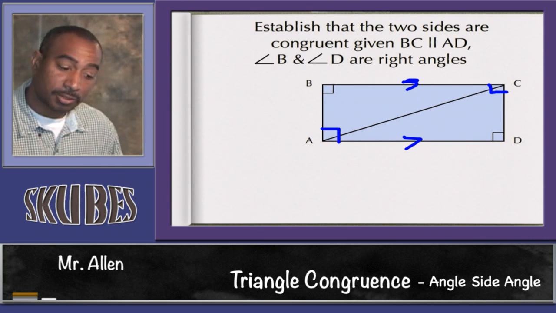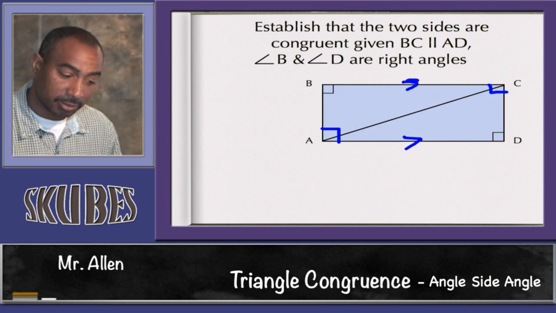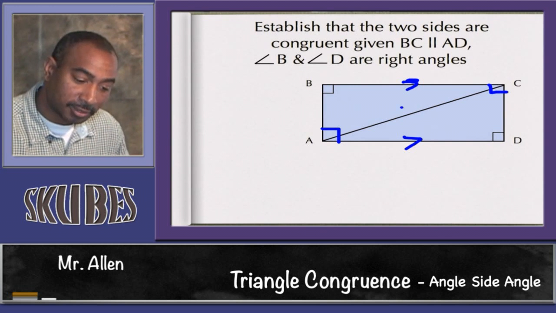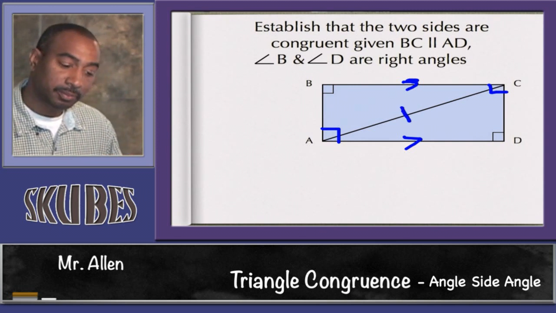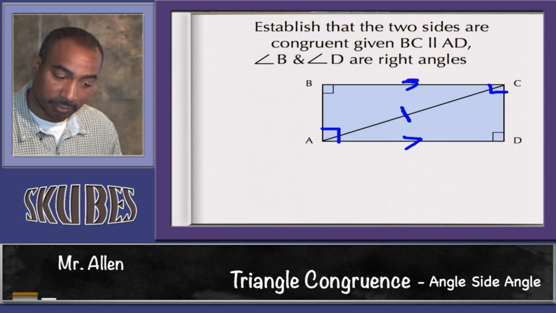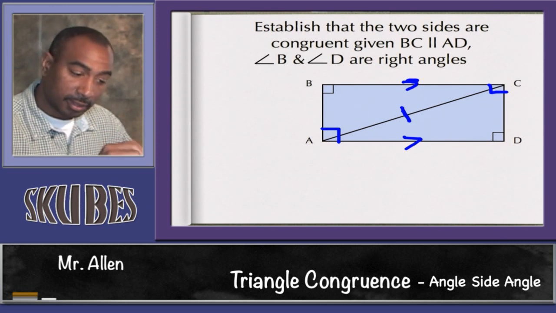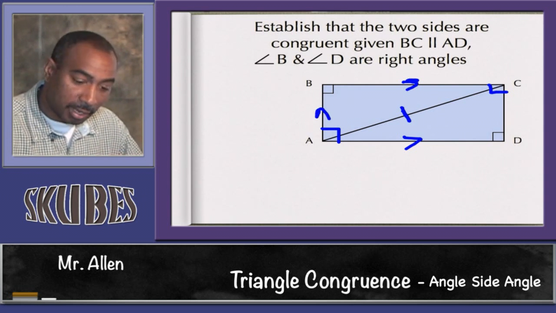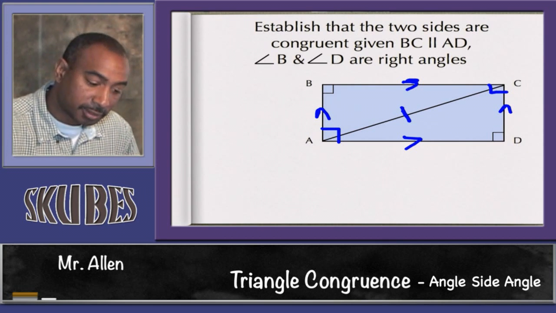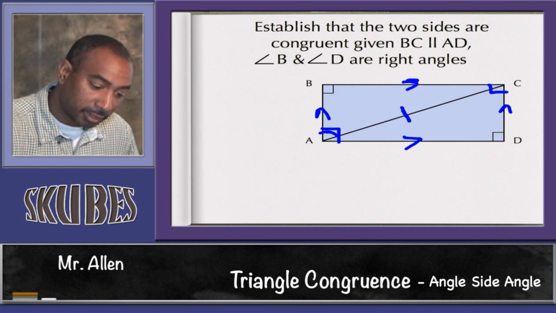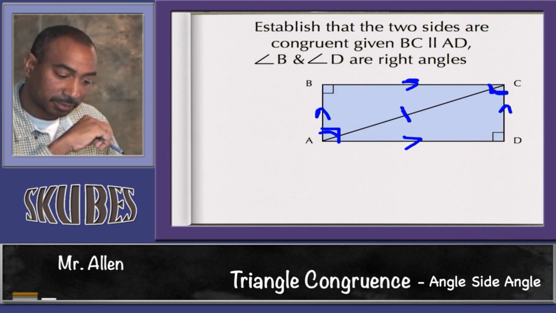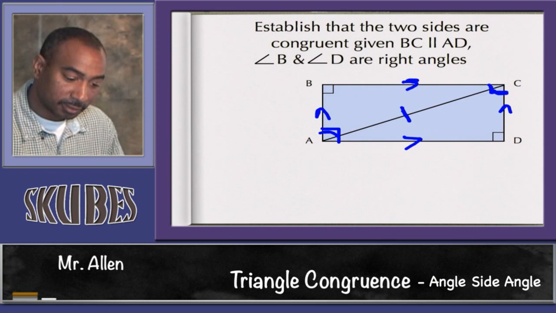But we want to establish that these two triangles are congruent. Therefore, the reflexive property says that AC equals itself because it's part of both triangles. So I establish the sides. And since this is a rectangle, I know that opposite sides are parallel. Therefore, I can establish that this angle here, since it's alternate interior, has to be the same measure. Therefore, I have angle, side, angle.